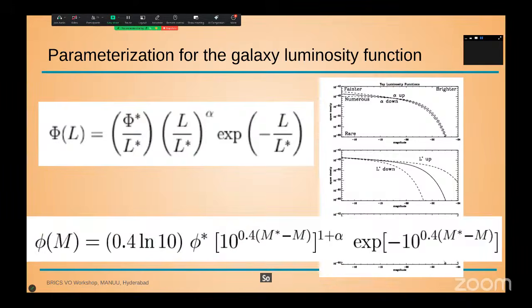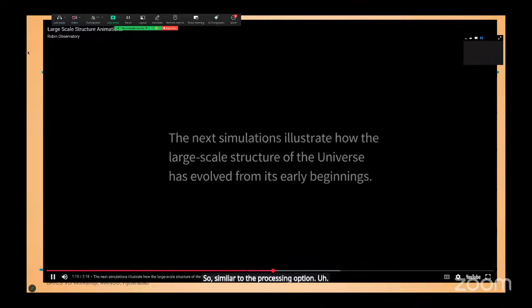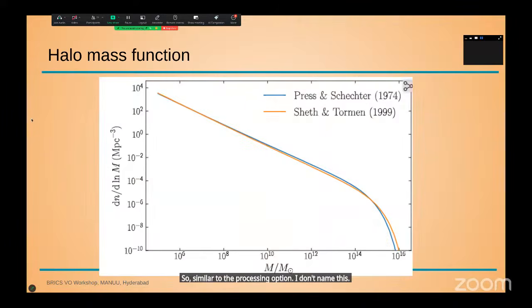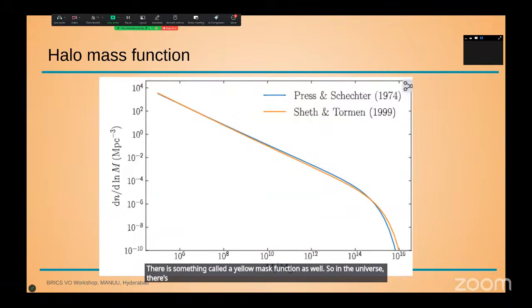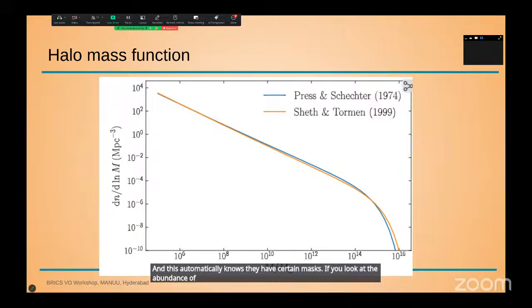Similar to the luminosity function, there is something called a halo mass function as well. In the universe, there is a lot of dark matter, and this dark matter comes in virialized clumps of matter called halos. These dark matter halos have a certain mass. If you look at the abundance of these halos as a function of mass from numerical simulations, they also look like this: there is an exponential drop and a power law.